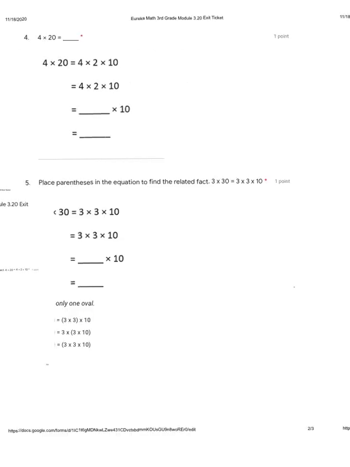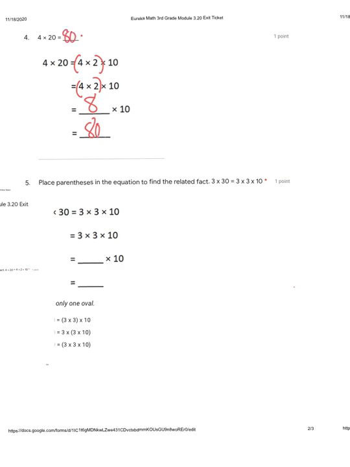Number 4, 4 times 20 equals blank. Okay, let's figure out what is 4 times 20. 4 times 2 times 10. Okay, this is where we put our parentheses. 4 times 2 is 8. 8 times 10 equals 80. So 4 times 20 equals 80.